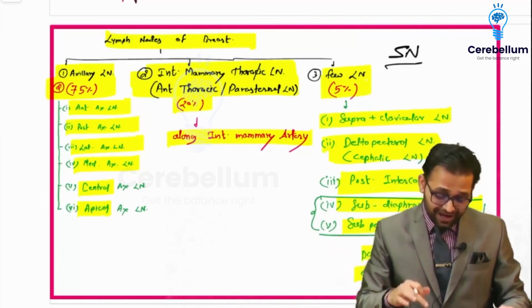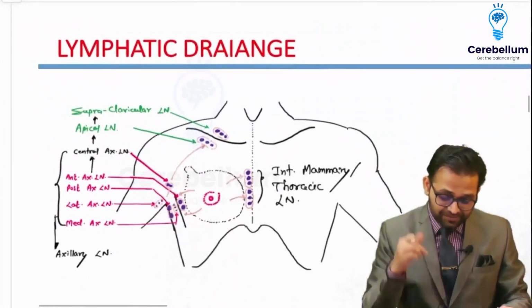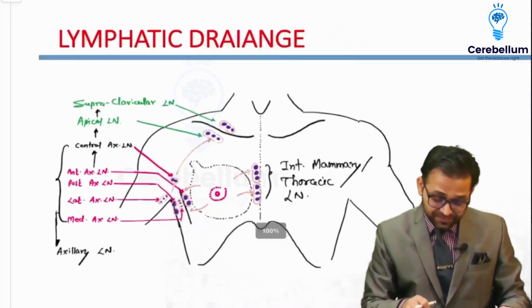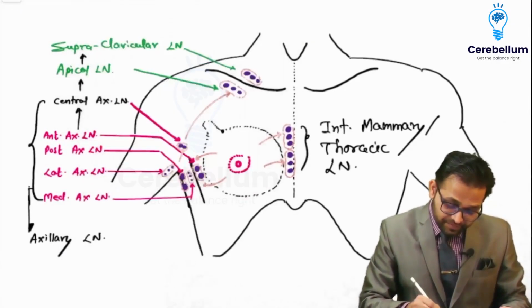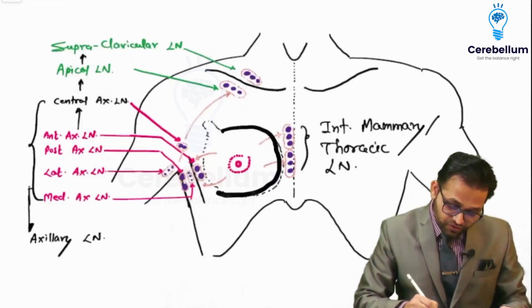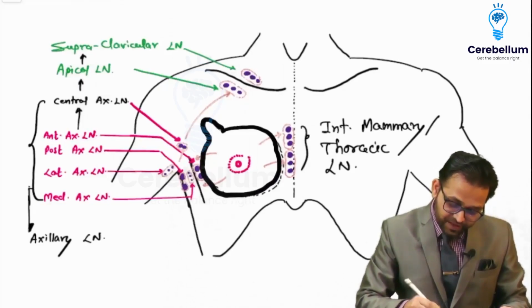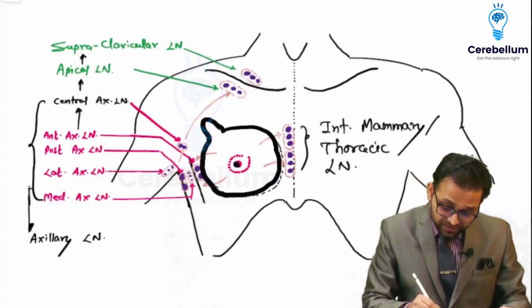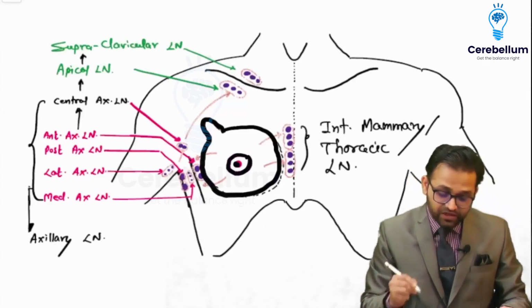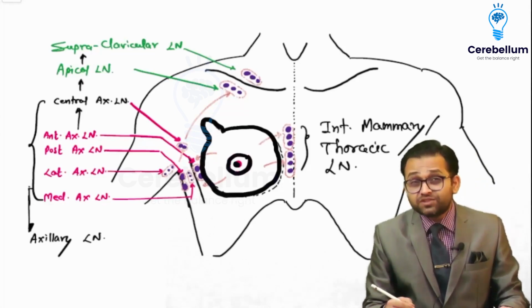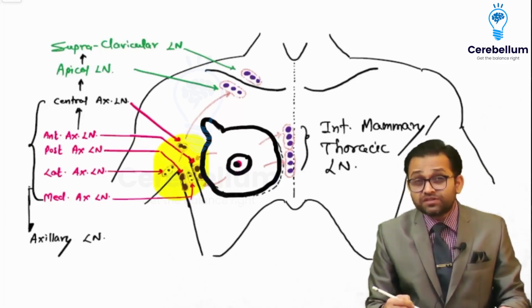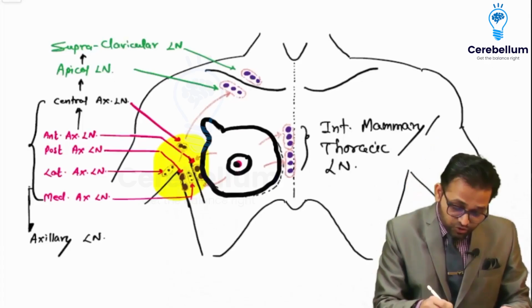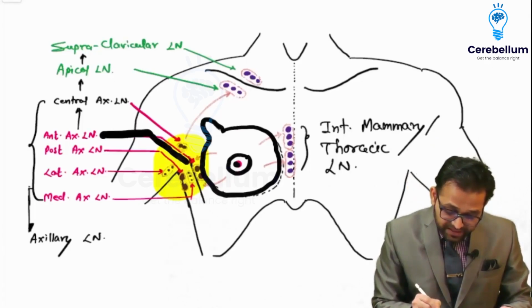Now, look here, the diagrammatic presentation of the lymphatic drainage. Can you see? Here I have made the breast for all of you. This is the axillary tail of Spence. This is the nipple and the pigmented area, the areola. Now catch this point. The majority drains into the axillary lymph nodes. What are the different lymph nodes? There is the group of lymph nodes which is present on the anterior wall.